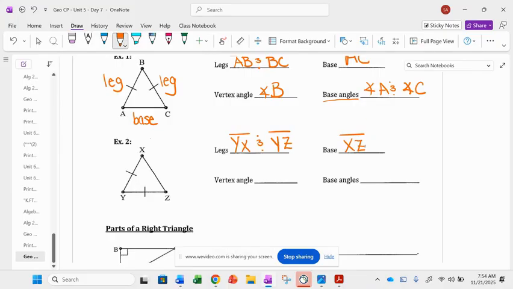And if XZ is the base, which angles are the base angles? Stella. You got it. Angle X and angle Z. And that leaves which angle to be the vertex angle? Which angle is the vertex angle? Caitlin? Angle Y. You got it. All right. So those are all the parts of an isosceles triangle.